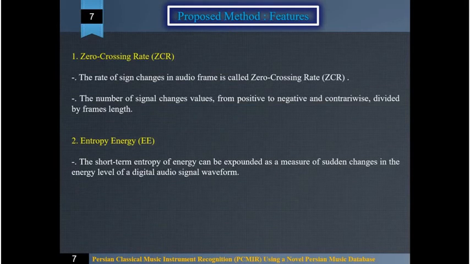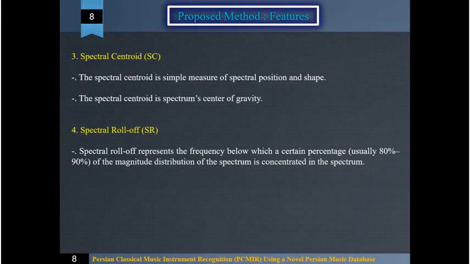Now a short description of the features we used, the first of which is zero crossing rate. Zero crossing rate is the rate of sign change in an audio frame: the number of times the signal changes value from positive to negative and vice versa, divided by frame length. Second feature is energy entropy. The short-term entropy of energy can be interpreted as the measure of sudden change in the energy level of a digital audio signal waveform. Third feature, spectral centroid. The spectral centroid is a simple measure of spectral position and shape. The spectral centroid is the spectrum's center of gravity.